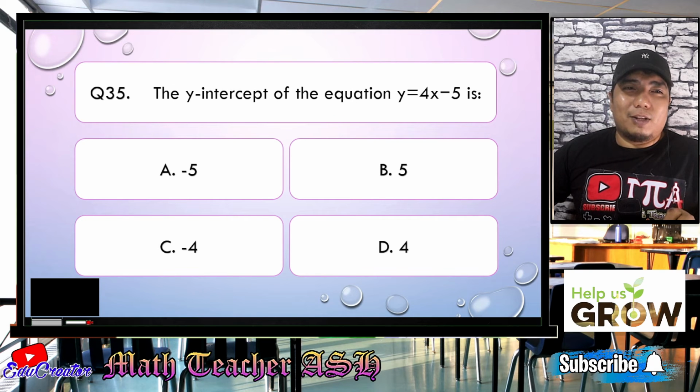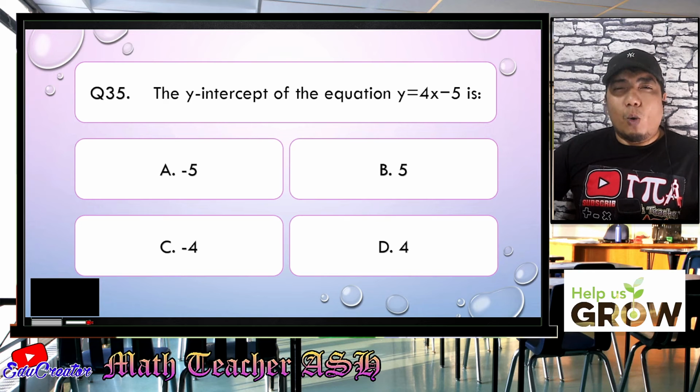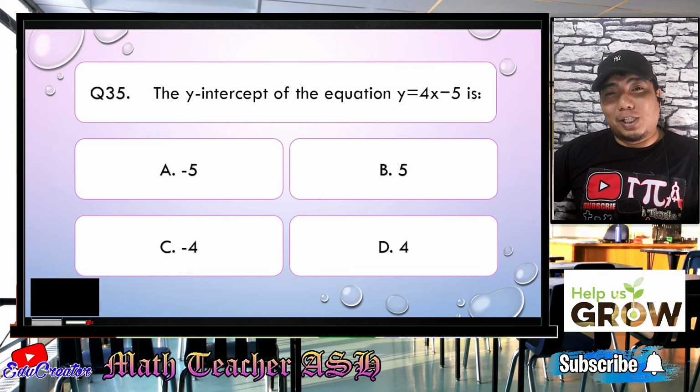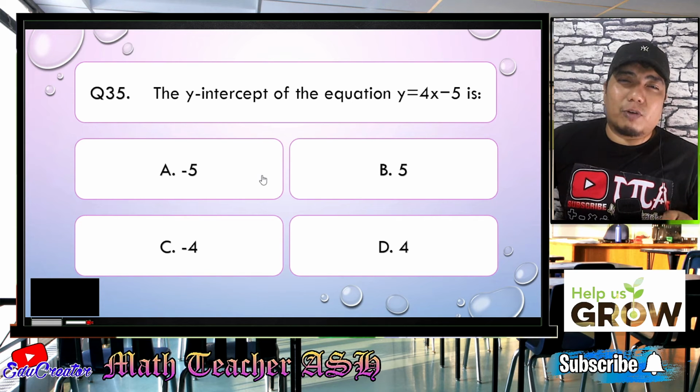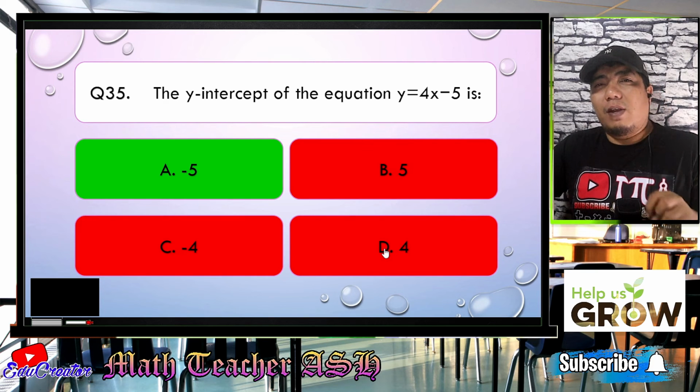All right, math learners, this question is very, very easy because our linear equation here is already in the form y is equal to mx plus b, where b there is the constant and is basically our y-intercept. So this is mx plus b. Our b here is this one, the y-intercept, negative 5. So the correct answer is letter A. All right. Easy, right? Very easy, my dear math learners.